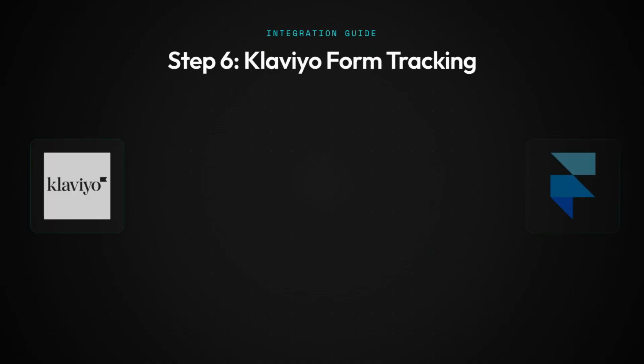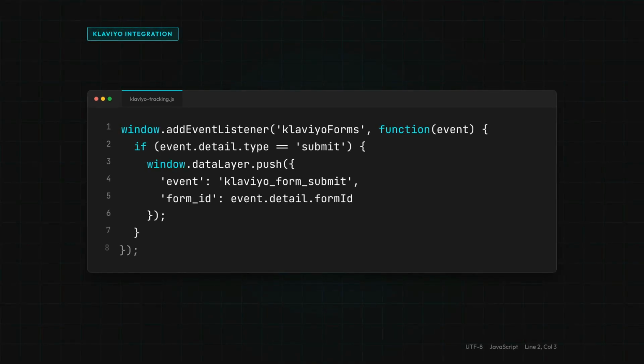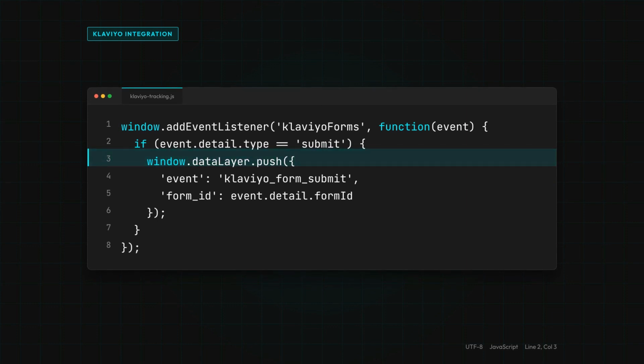Step 6. Klaviyo form tracking on Framer. Many Framer sites embed Klaviyo forms for email capture. Create a custom HTML tag listening for the Klaviyo embed event to push signups to the data layer.